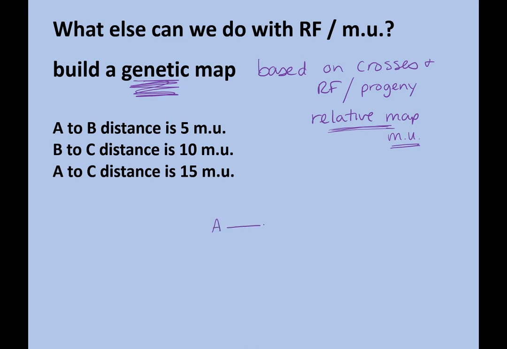So it says the distance from A to B is 5 map units. And it tells us the distance from B to C is 10 map units. So it could be B to C is 10 one way, or it could be B to C is 10 the other way, right? You don't know until it tells you the distance between A and C is 15. So if C was over here, A to B is 5, B to C is 10, A to C is 15. So we know C is furthest from A, B is in the middle. Now, you could write it as C to B, 10, to A, 5. These are both correct based on the information you have. So let's go with my A, B, C.